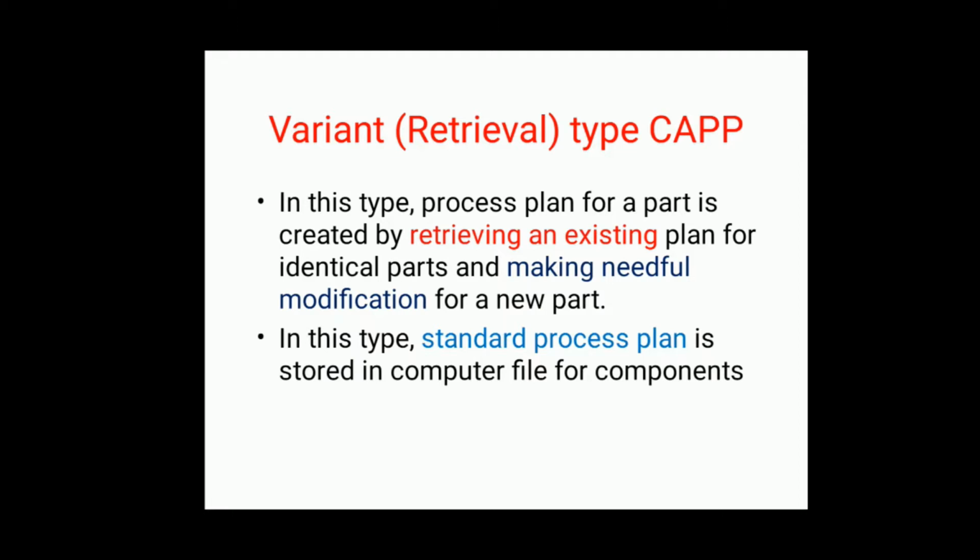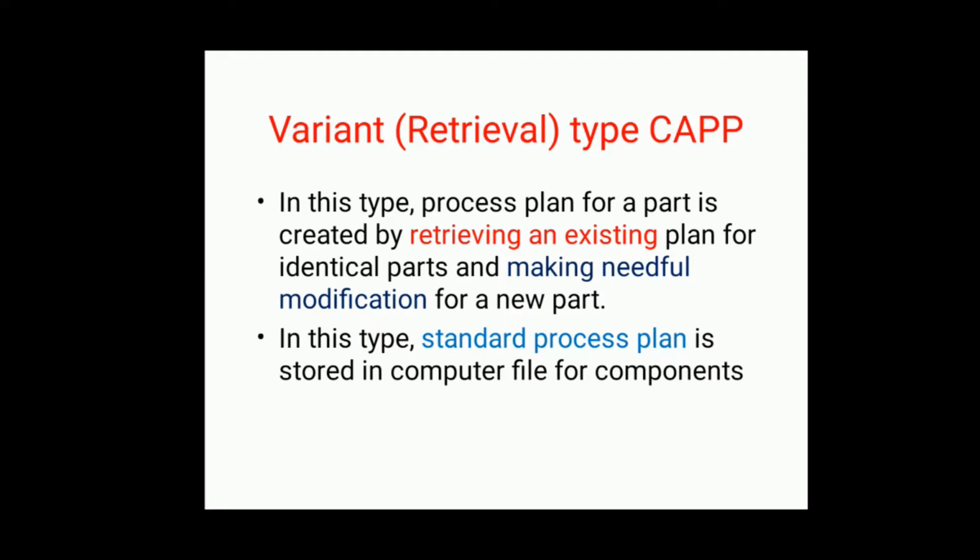In this type, process plans for a part are created by retrieving an existing plan for identical parts and making the needed modification for a new part. So in this process plan, we are going to create a new part by using an existing plan database of nearly identical parts, and we have to do some modification for the new part.